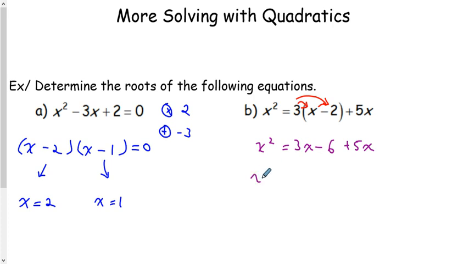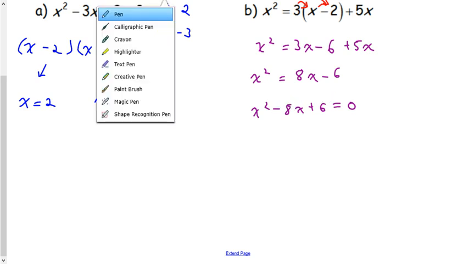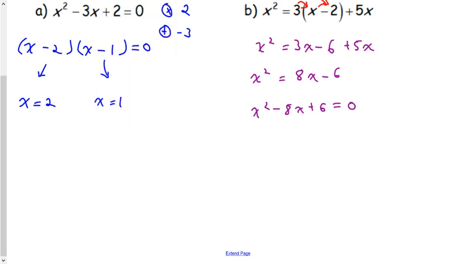Let's collect our like terms. We get x squared equals 3x plus 5x, that's 8x, minus 6. Let's move everything over to the left so that we have everything equal to 0. So we'll have x squared minus 8x plus 6. We subtracted 8x and added 6 to both sides to move them over to the left. That equals 0. Okay, cool. So now we're ready to go. Are there two numbers that multiply to 6 and add to -8? Turns out there aren't. I'll save you the trouble. There aren't. So that means we're going to need to use our quadratic formula.